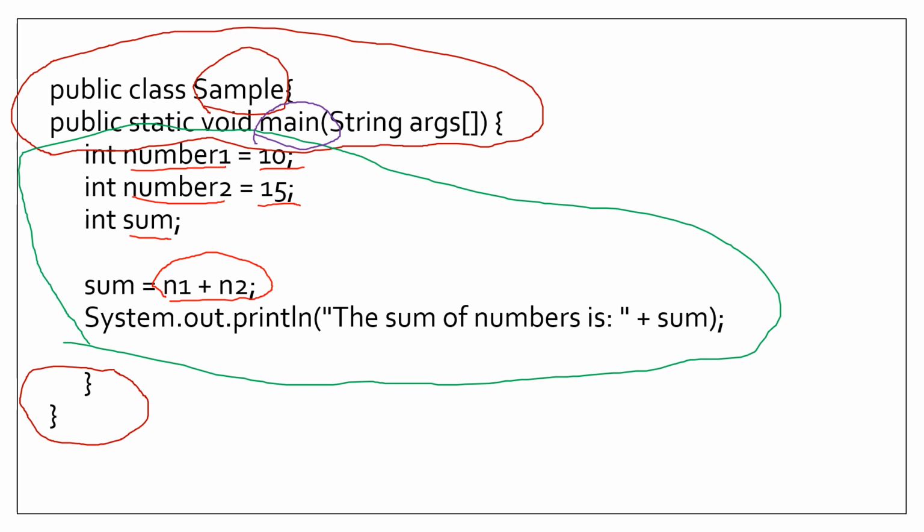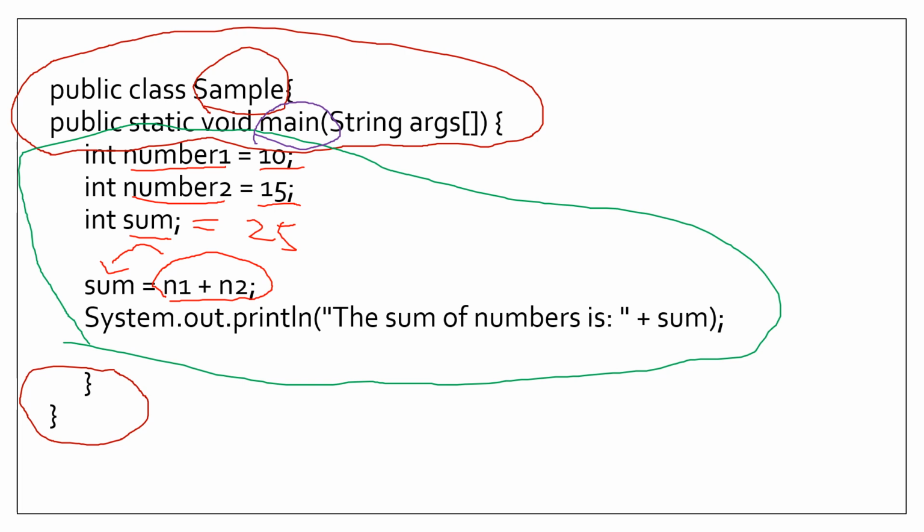So whatever is the result of N1 and N2 here, or number one and number two here, obviously the result is going to be 25 because that's 10 plus 15. Then it's going to be passed on to variable sum. So sum now internally actually holds the number 25.